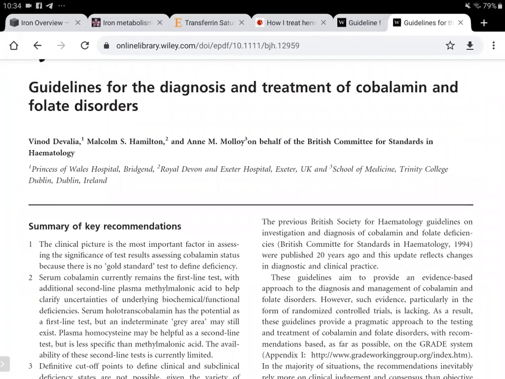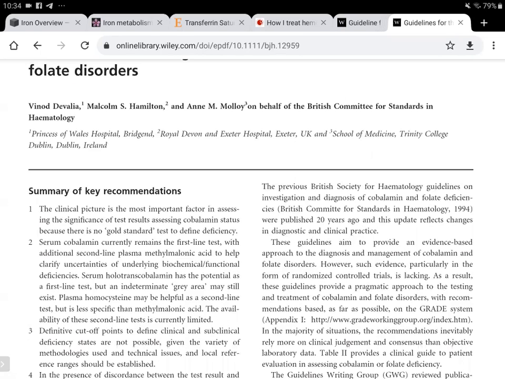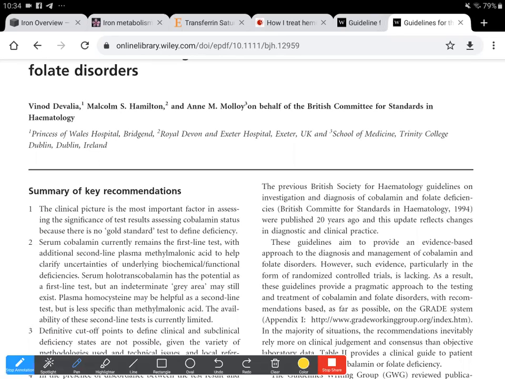So today we'll be starting with guidelines for the diagnosis and treatment of cobalamin and folate disorders. So in summary, I think I'll just go across this annotation. The summary is basically just that the clinical picture is the most important factor in assessing the significance of test results, assessing cobalamin status.